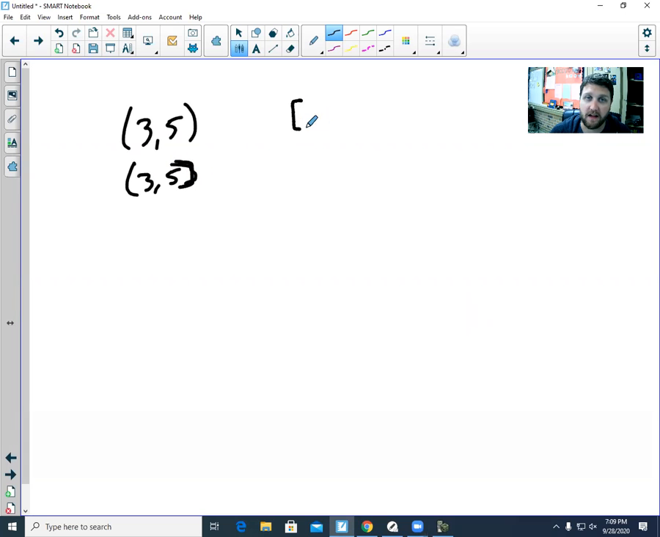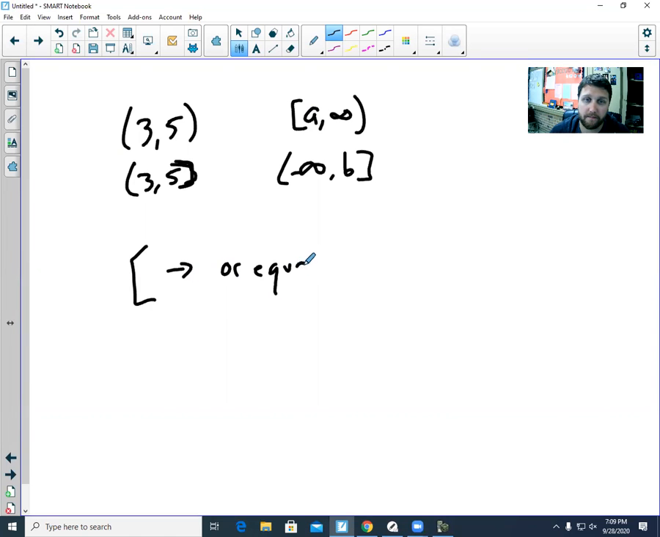Or it might say like [A, infinity), or it might say (negative infinity, B], or something like this. What these brackets are, this thing is basically saying or equal to, and this one just means less than or greater than.